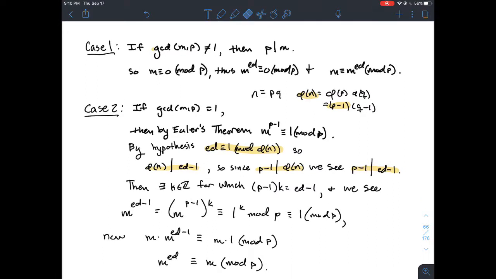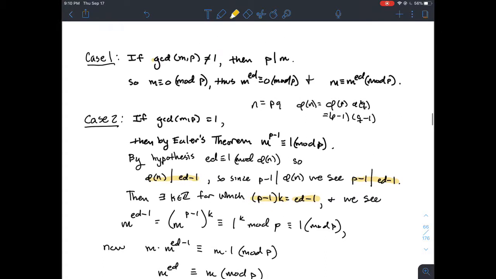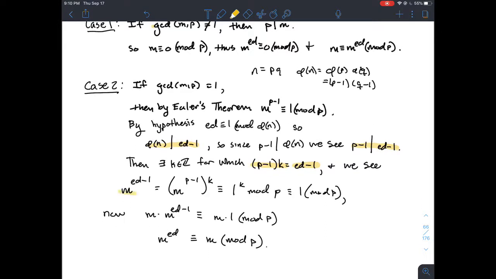So let's translate that to a divisibility definition. If p minus 1 divides ed minus 1, that means we can find some integer k such that (p minus 1) times k gives me ed minus 1. Now let's raise m to the ed minus 1 power. Using exponent rules, I substitute ed minus 1 as p minus 1 times k. When you raise a power to a power, you multiply the exponents.